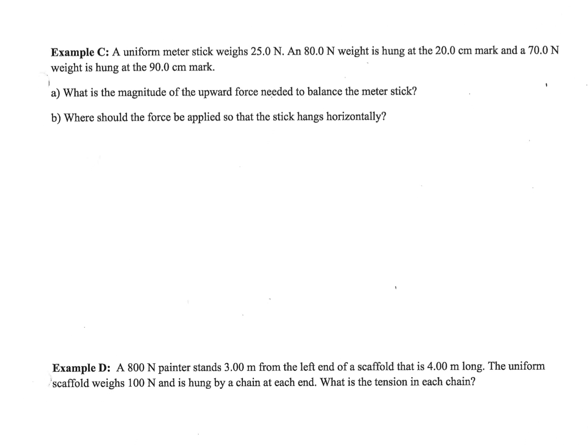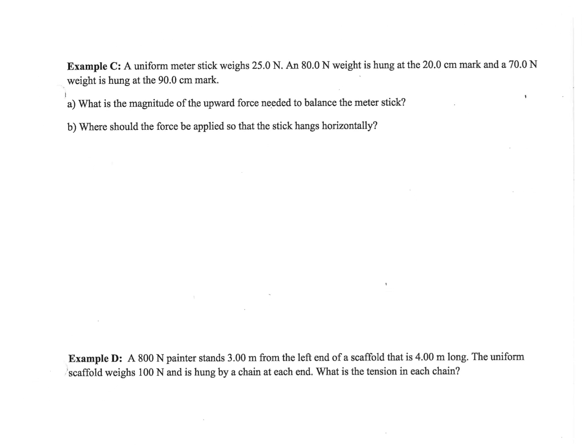Let's look at another one. We've got a uniform meter stick. Weighs 25 newtons. An 80 newton weight is hung at the 20 centimeter mark, and 70 newtons is hung at the 90 centimeter mark. So let's draw a picture here. We've got a meter stick, 0 and 1 meter, right? So we've got 3 things we have to look at. The meter stick weighs 25. We have an 80 newton weight and a 70 newton weight.